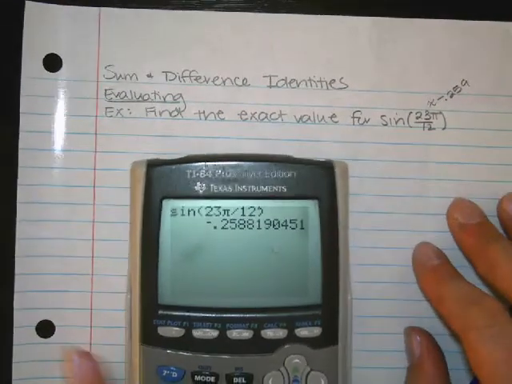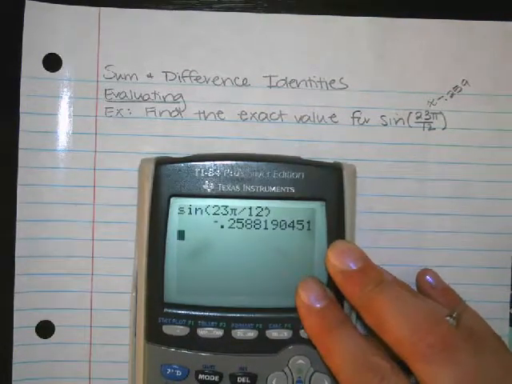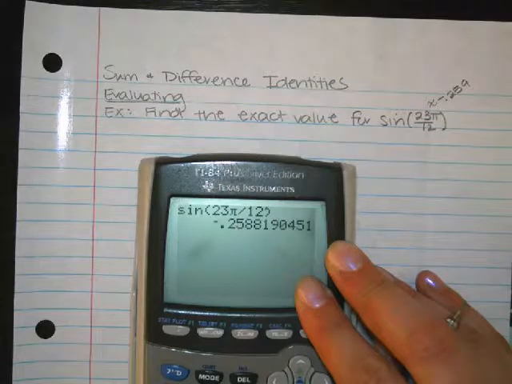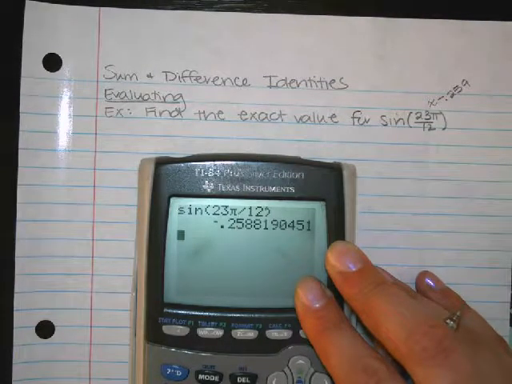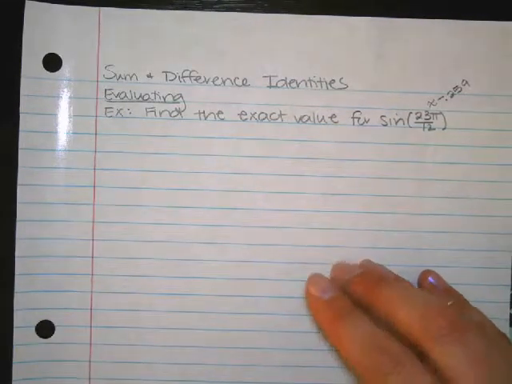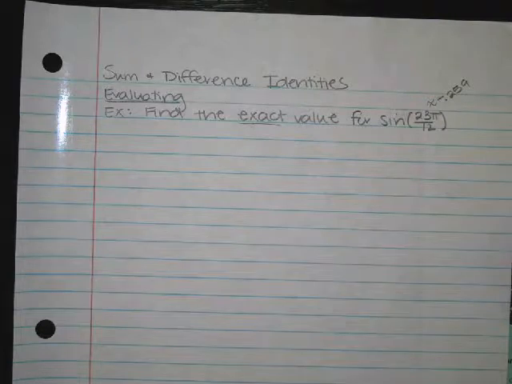Now they wanted me to evaluate this, so why am I not done right now? Why is this a problem? Because I just got an answer. It's the right answer, we just typed it in. So why can't this just be our answer? It says exact, so there should be no squiggly line. When it says exact, we can't have decimals. We have to have the radicals and the fractions in there, and it has to look all crazy but be perfect because it's not rounded.